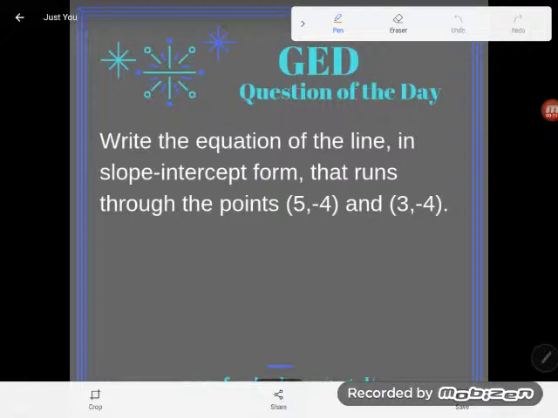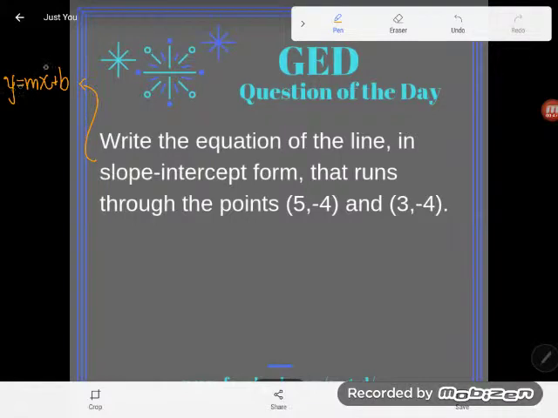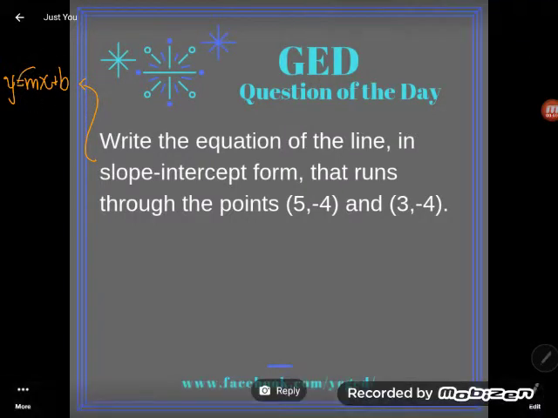It says write the equation of the line in slope-intercept form. The slope-intercept form of the equation of a line is on your GED formula sheet, and it says y equals mx plus b. All we have to do to turn this from a generic equation into a specific line is replace my m with whatever my slope is, and replace my b with whatever my y-intercept is.